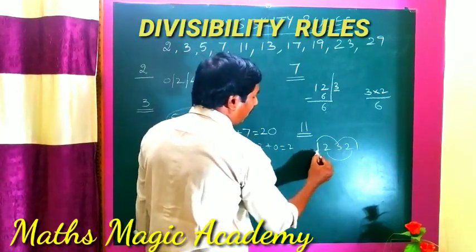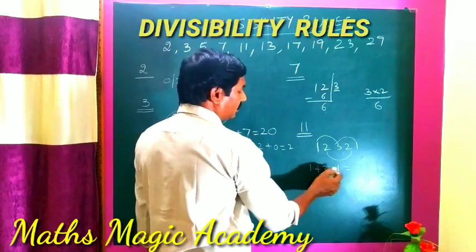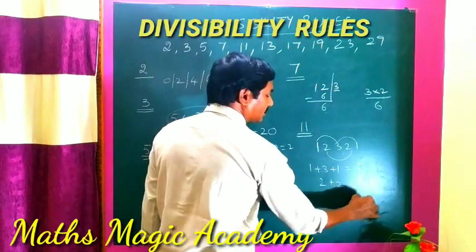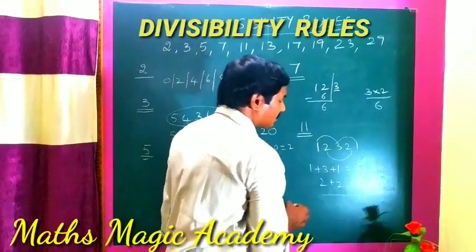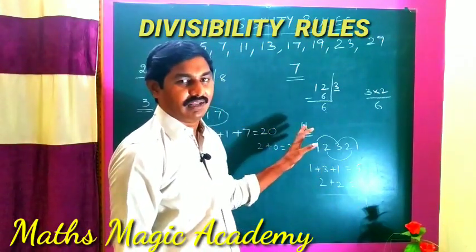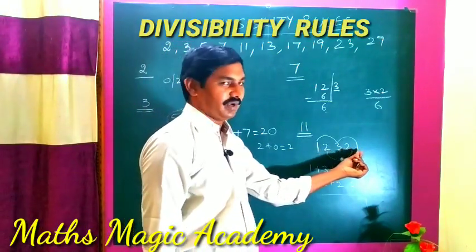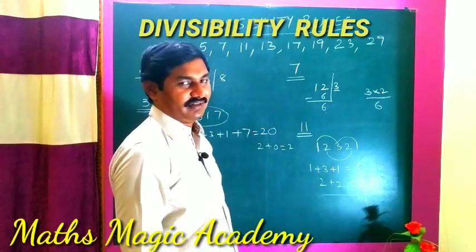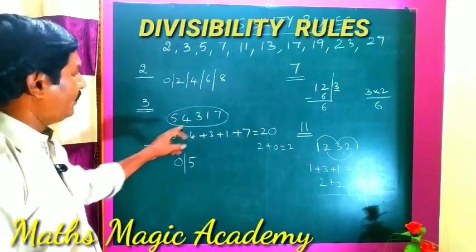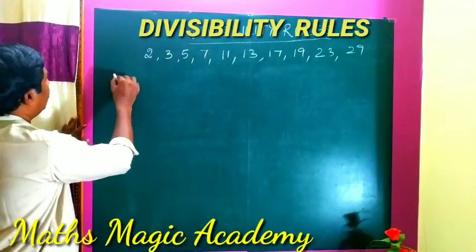Now we have to add the alternate digits: 1 plus 3 plus 1 equals 5. And the other alternate digits, 2 plus 2, equals 4. What is the difference of these two numbers? That is 1. This 1 is not a multiple of 11, so this number 12,321 is not divisible by 11. Like that, we can check the divisibility rules of 2, 3, 5, 7 and 11. The next divisibility rule is 13.